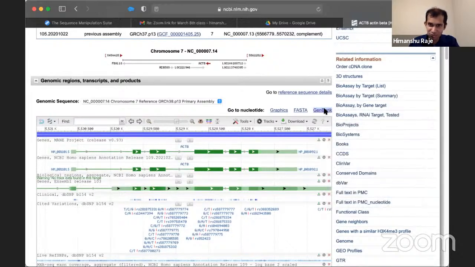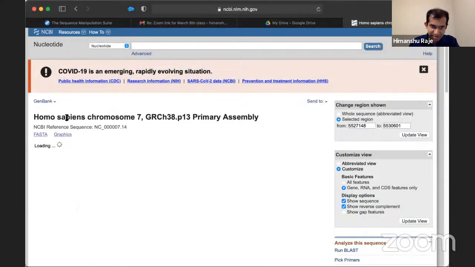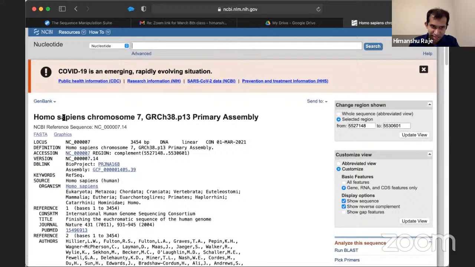That will take you to the sequence of that gene. And that is the sequence. Okay, we are getting to that page. It doesn't tell you that it's human actin. It just tells you that human actin gene is on human chromosome 7. And of course, the earlier page also had that information.